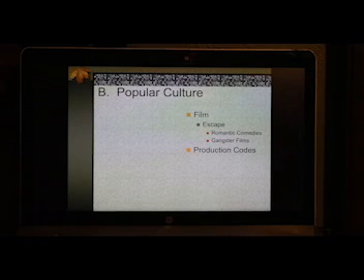Also during this time, you had Hollywood installing production codes, which set a standard to keep immoral or indecent material out of movies. And the movies in this time generally stressed uplifting themes like honesty and courage.